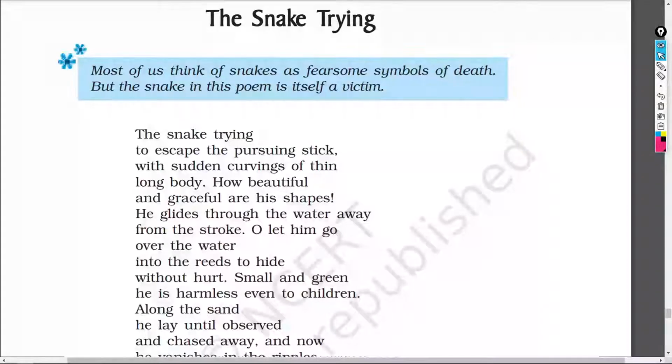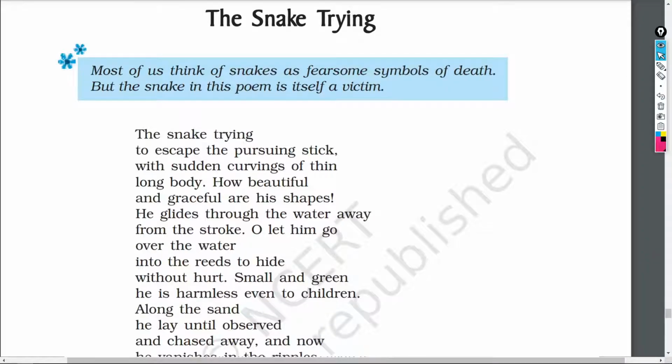Good morning, children. Today we are going to start with the poem The Snake Trying. Before starting the poem, I will be reading it out so that you can understand how to read the poem, because when you are reading a poem, you have to see the pronunciation, the intonation, and also the run-on line in order to understand.